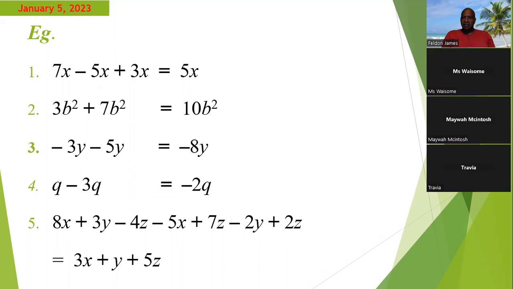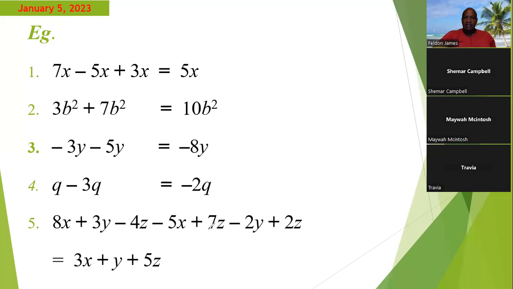Sir, how do you get the 5 for number 5? So for number 5, how do we get the 5? Is it 5 though? Maybe that's a good question. 2 from 7 leaves 5. Oh, we get 5.